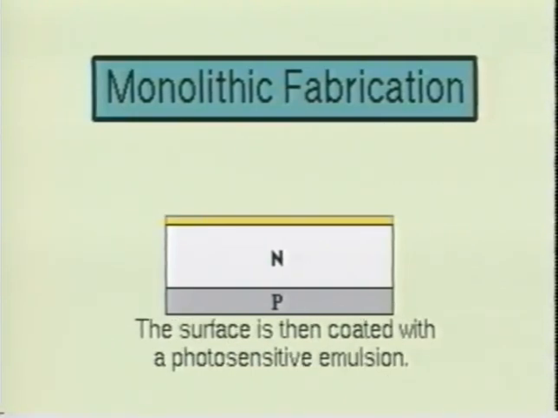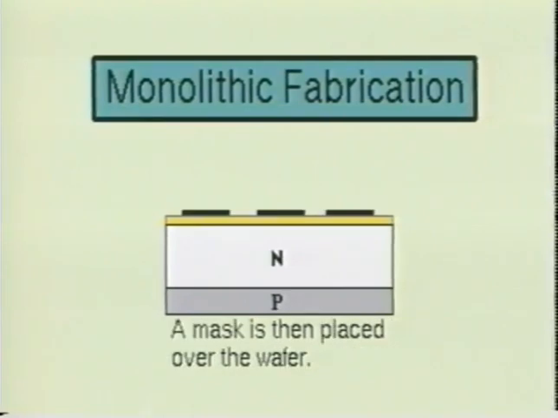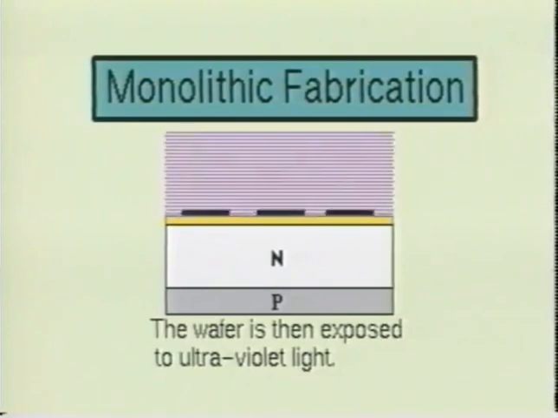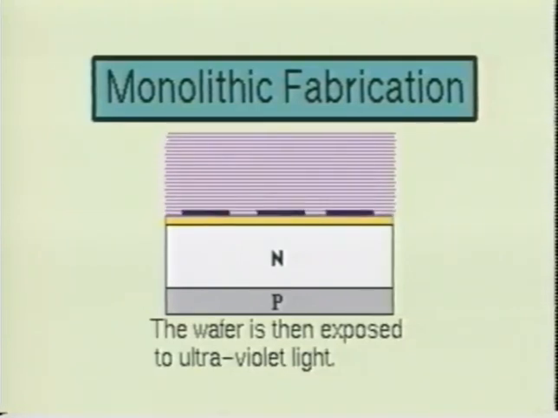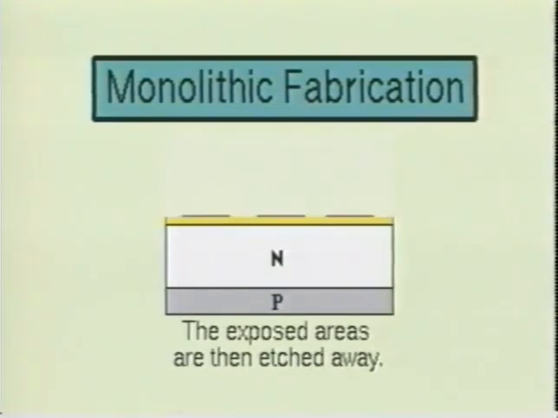The surface of the wafer is then coated with a photosensitive emulsion. Next, a mask is placed over the wafer. The components of the IC are designed into the mask. The mask is designed to cover part of the wafer while leaving other parts of the wafer uncovered so that semiconductor impurities can diffuse into the silicon wafer. Next, the wafer is exposed to ultraviolet light. Then the wafer goes through a developing process which hardens the areas not exposed to the ultraviolet light.